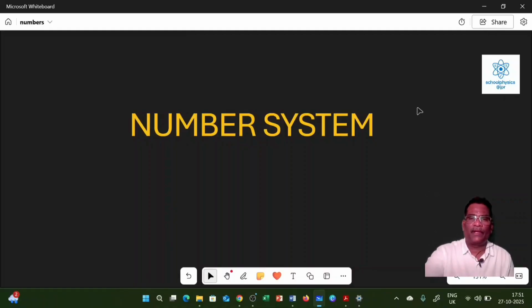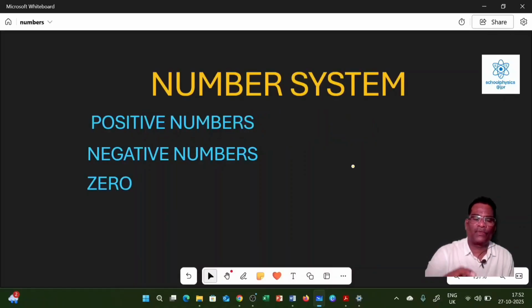There are many types of number systems: natural numbers, whole numbers, integers, rational numbers, irrational numbers, complex numbers and real numbers. Before going to natural numbers, whole numbers and integers, students have to learn positive numbers, negative numbers and zero.